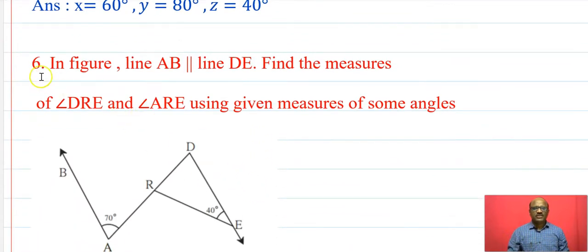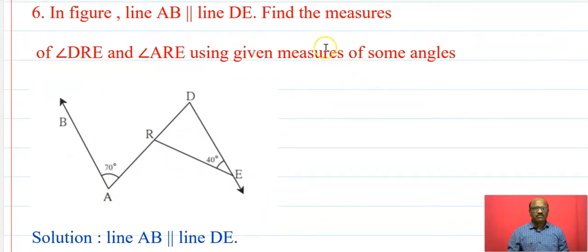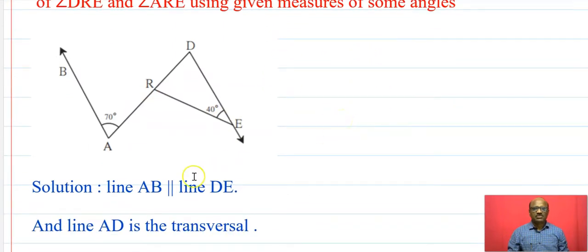Now the next question. In the figure, line AB is parallel to line DE. Find the measures of angle DRE and the measure of angle ARE using the measures of some angles. Now see this here. The line AB is parallel to line DE and AD is their transversal.